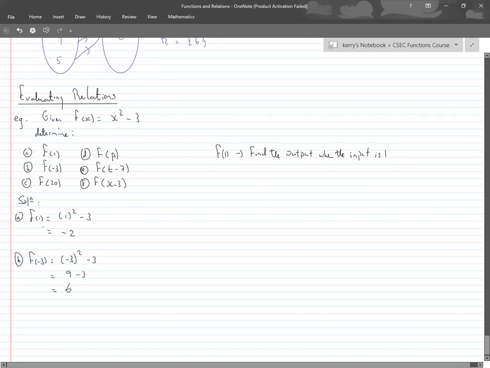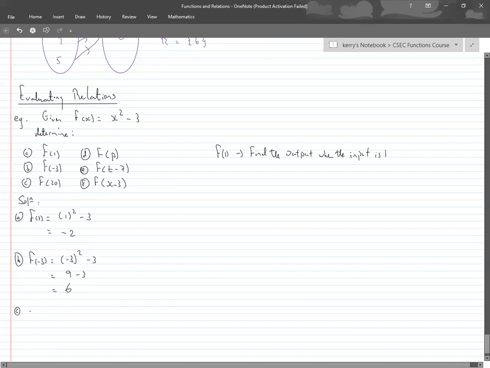So going back to this, what this tells us is that when the input is 1, the output is negative 2. In this one, when the input is negative 3, the output is 6. That's what the relations tell you. All right, let's go again.